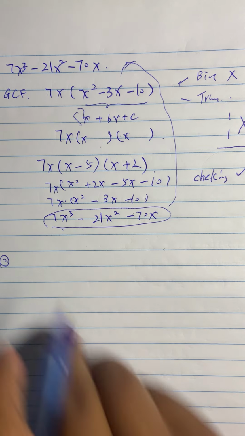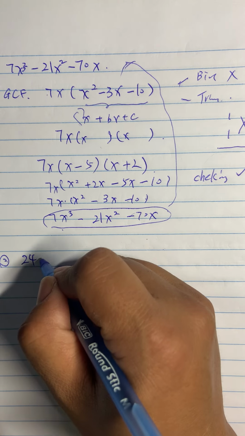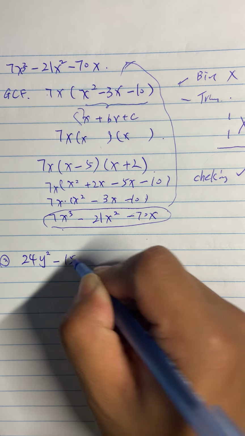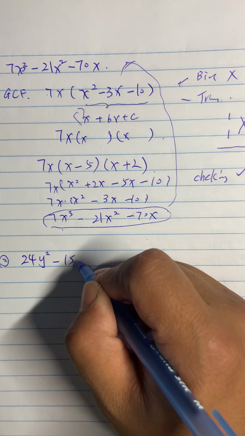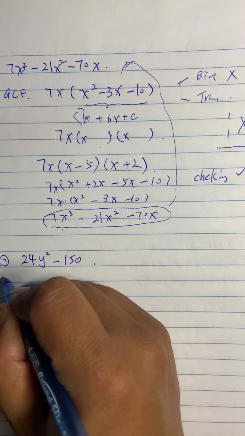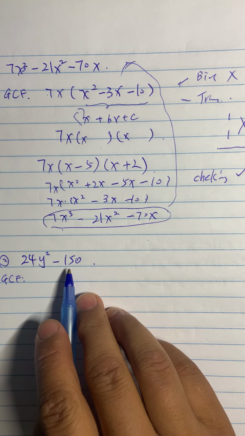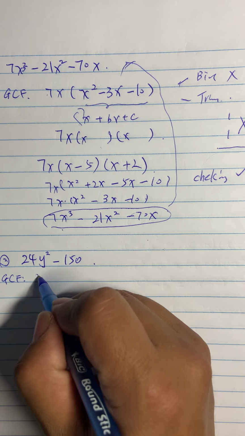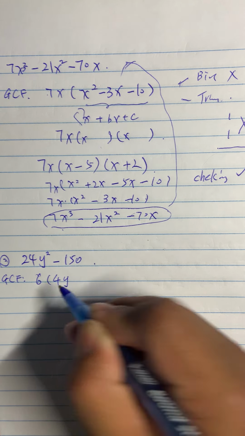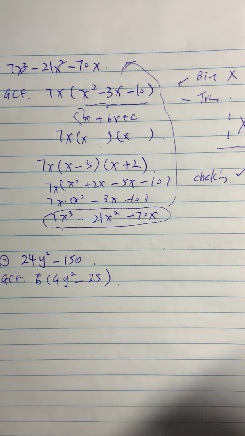Example 2 is 24y squared minus 150. Okay, so first we need to check the GCF, right? 24 and 150 share the same factor, and we got 6. So 6 times (4y squared minus 25), right?